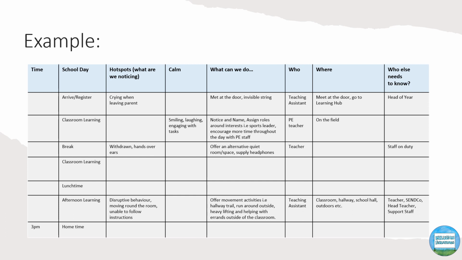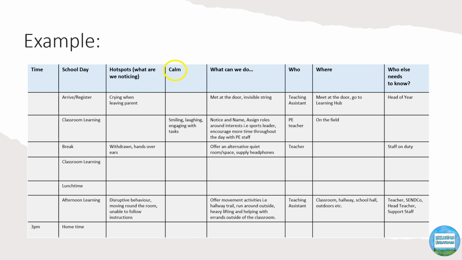Here is an example of a partially completed therapeutic timetable. Timings and key points throughout the day can be altered and made bespoke to your school day. Hotspots. What are we noticing? This column helps to identify the hotspots throughout the child or young person's day. These tend to be the times where the child or young person is dysregulated and in need of some extra support. The examples shown include distressed behaviour and withdrawal.